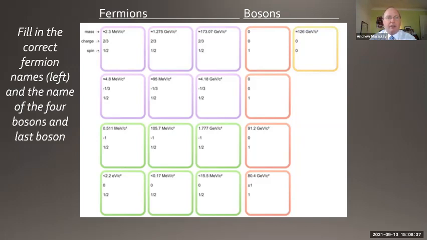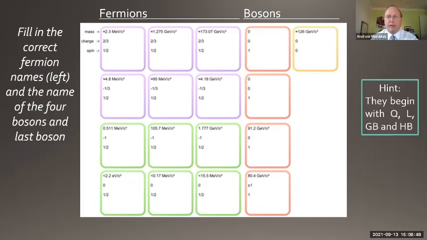Now we're going to fill in the correct names, and the name of the 4 bosons, that's the gauge bosons, which are orange, and the last boson, which is the Higgs boson. So here we go, here are the names. Hint, they all begin with Q, L, GB, and HB. Here we go. So you'll notice up the top of the screen, it says fermions, they're everything on the left side, and bosons, everything on the right side.